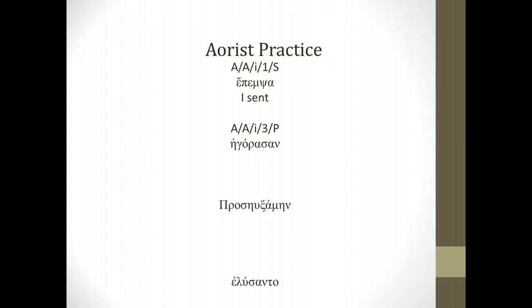Our second word on the screen there is ēgorasan, comes from agorazō. This is an aorist active indicative, third person plural. Notice that the eta on the front is the lengthening that happened, just as you saw with the augment in the imperfect. Agorazō actually begins with an alpha, so that alpha in the augment here of the aorist, just like in the imperfect, lengthened to an eta. And so we have ēgorasan, and it becomes, instead of I buy, they bought.